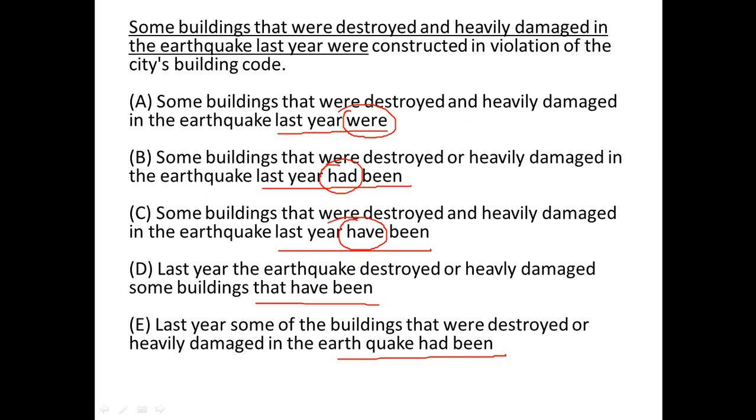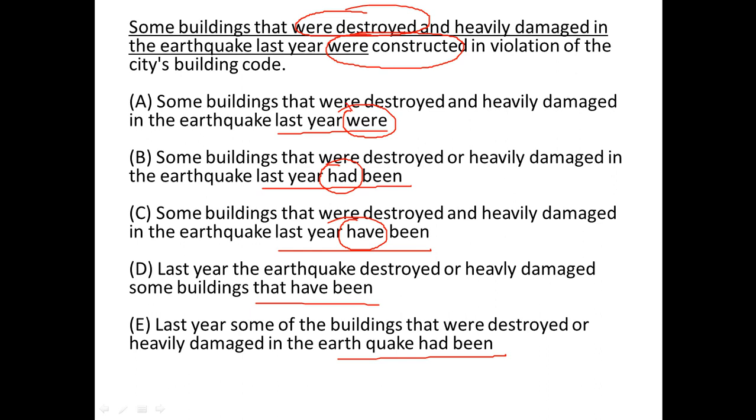Now, when we use had, there has to be two actions over in the past. Now we have to go back to the main sentence and check, do we have two actions and whether both are over in the past or not. So if you go back to the main sentence, it says some buildings that were destroyed and heavily damaged in earthquake last year were constructed in violation of the city's building code. So there are two things, were destroyed and were constructed. There are two actions in the past. So we need had. Whichever option does not have had, eliminate.